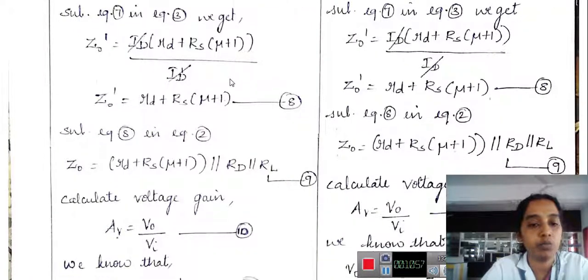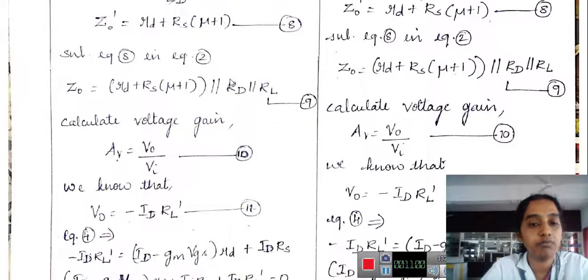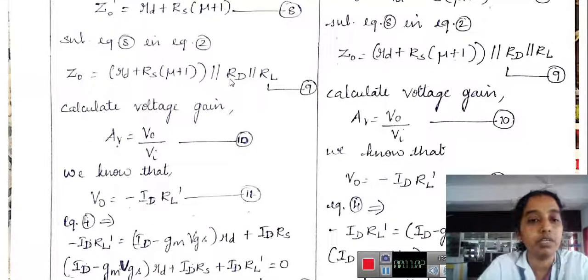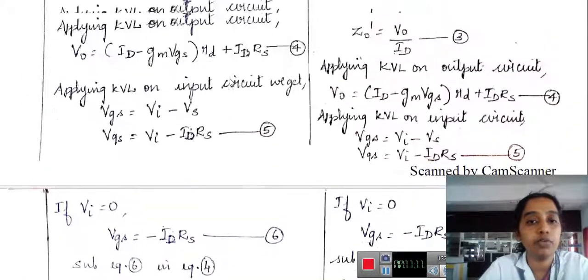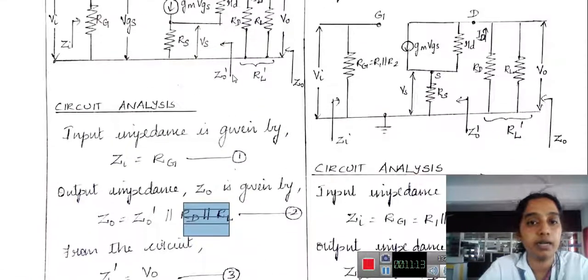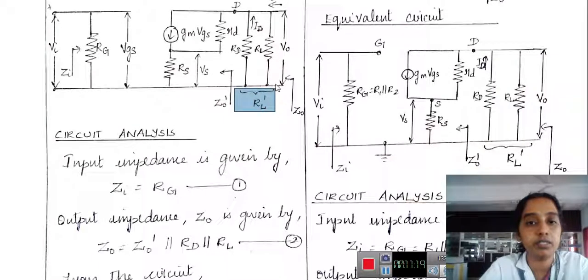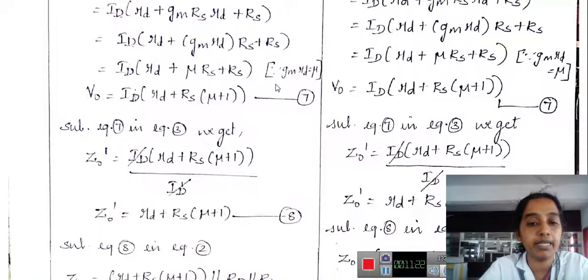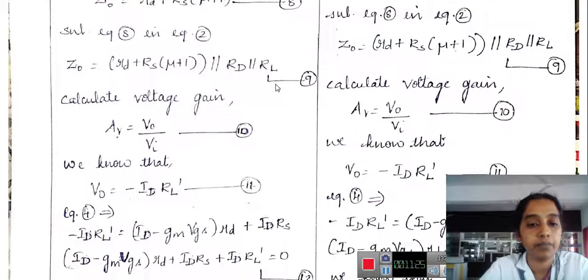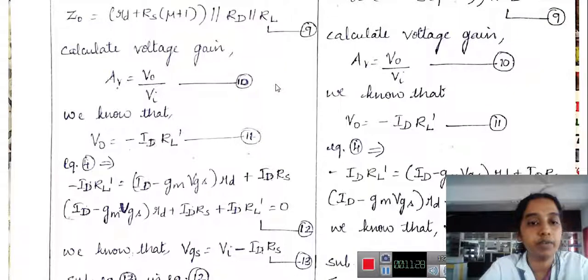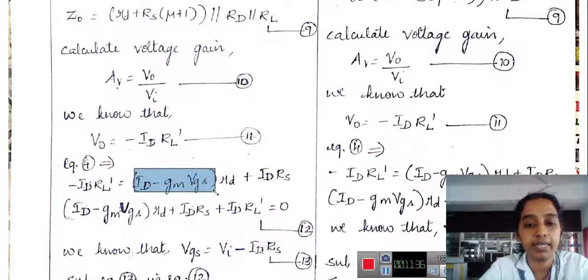Now we can find the voltage gain. Voltage gain is V0 by Vi. I know that V0 is equal to minus ID into RL dash, since V0 is equal to I into R. So the current flowing is ID into RL dash. Since I consider the current ID in the opposite direction, I mention it as minus ID into RL dash. So substitute the value of V0 as minus ID. From equation 4, V0 is ID minus VGS into RD plus ID into RS.